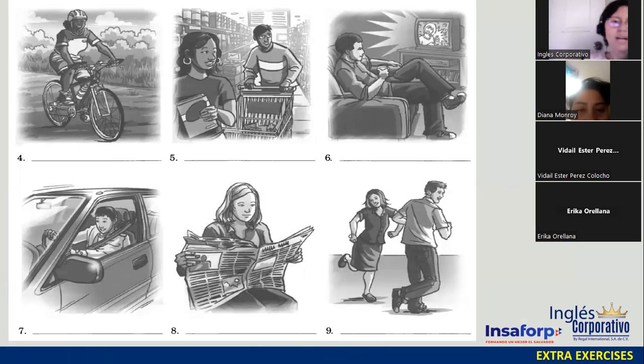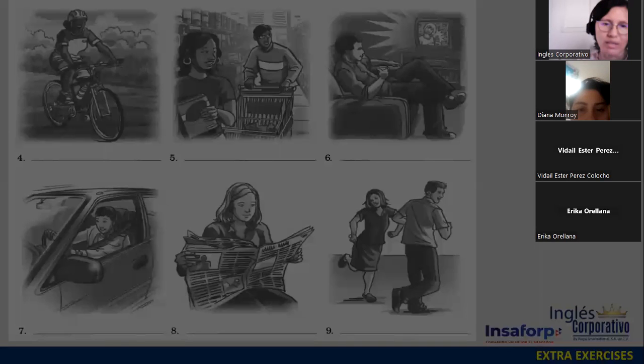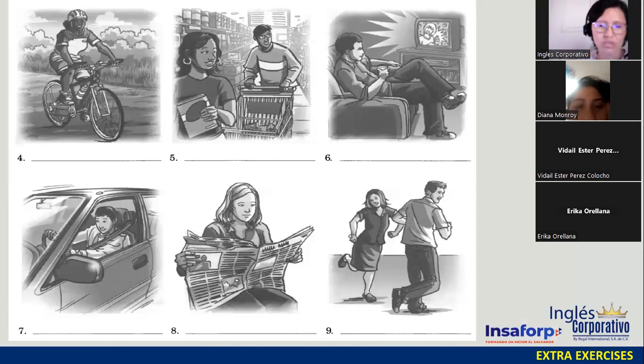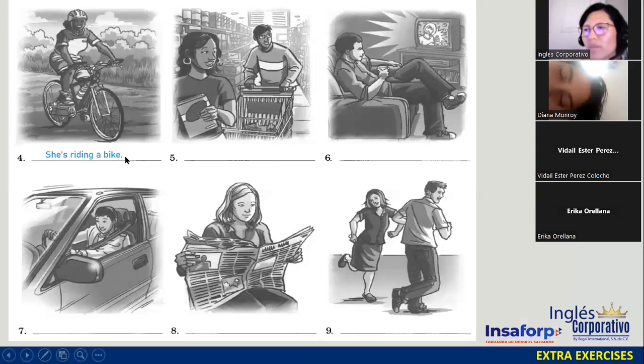Writing. Sí. Pero no les dejé el cuadrito, ¿verdad? Para que vieran los verbos. Permítanme. Aquí se los dejo en el chat de Zoom. Ahí está. She's riding a bike. Muy bien.